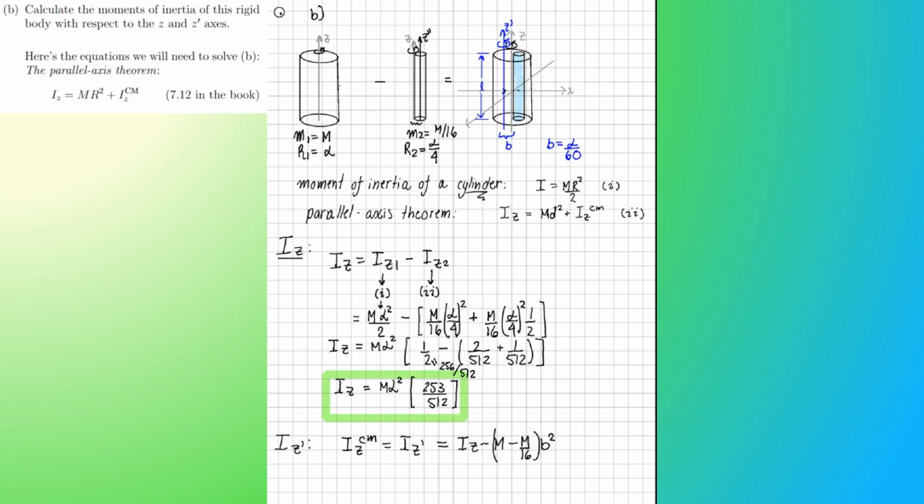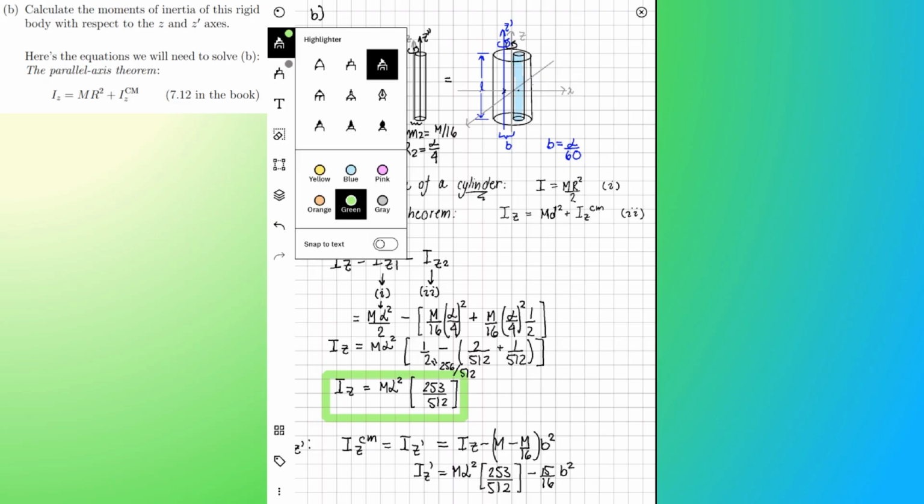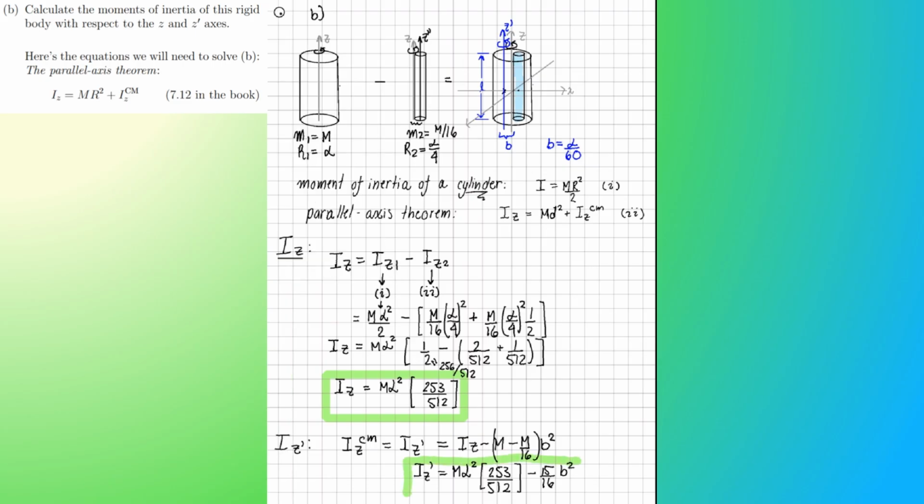And this is just this. So we will have that this is equal to m alpha squared multiplied by 253 divided by 515 minus 15 divided by 16 multiplied by b squared. So just like that, we found the moment of inertia around the z prime axis.